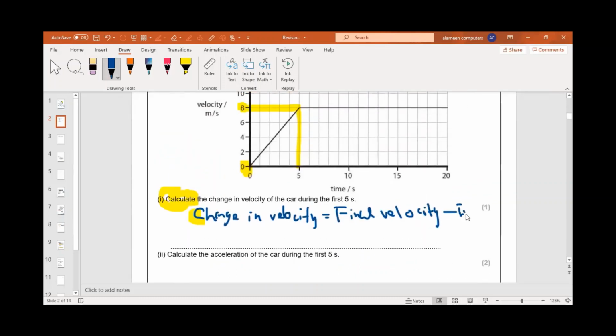Minus initial velocity. Final velocity is 8 meters per second at the 5th second. Initial velocity is 0 at the beginning. So the final answer is 8 meters per second.